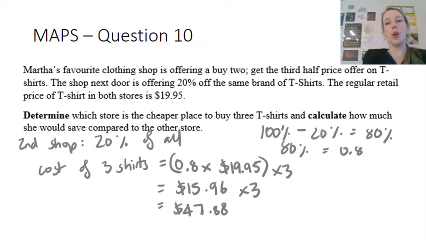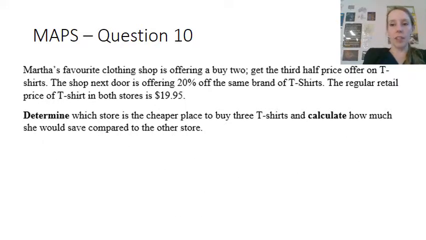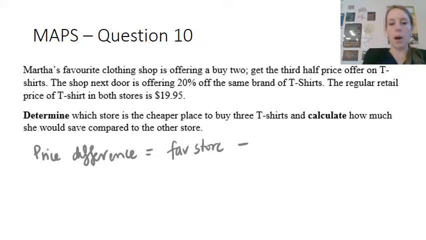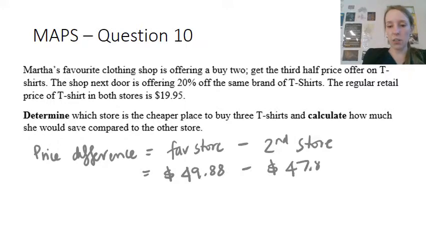So obviously her favourite shop is more expensive and the second shop is cheaper. But the question asked us to calculate how much she would save compared to the other store. Okay, so we need to work out the difference in the price. So the price difference is the cost at her favourite store minus the cost at the second store. So at her favourite store, the cost for the 3 shirts would be $49.88. At the second store, the cost is only $47.88. So obviously, that's a $2 price difference.